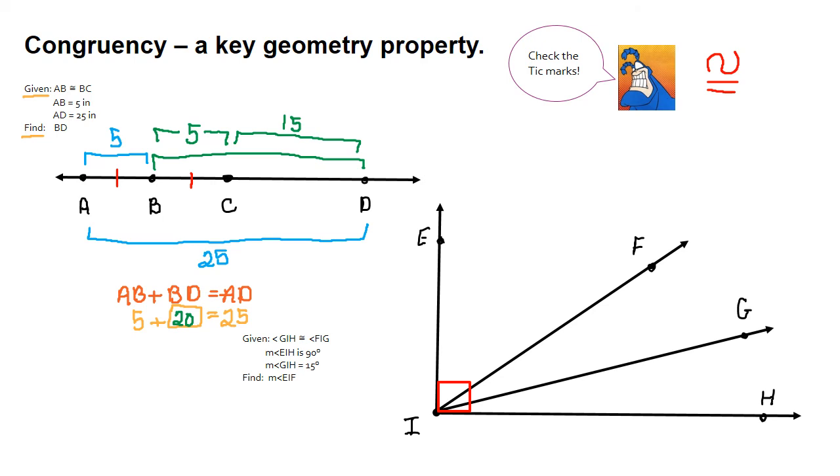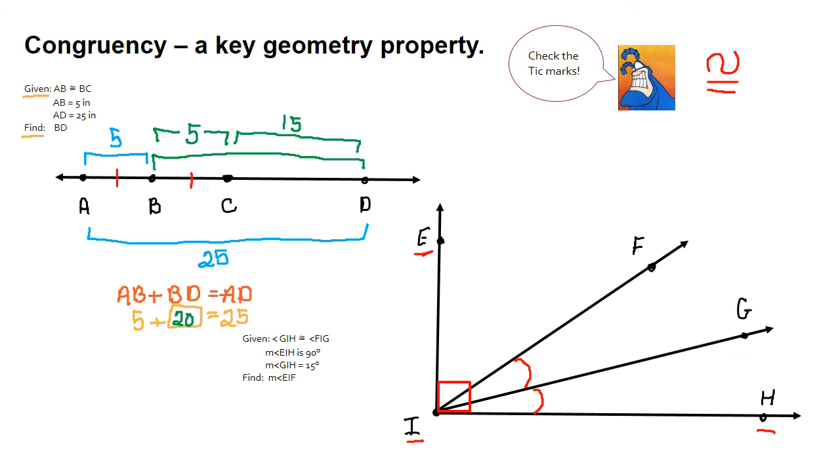Okay, so now we have angle EIH, which we see is a right angle because it has a box inside there. We have several other angles inside of it, and because of the angle addition postulate, we know we can add the smaller angles to equal the large angle. All right, I'm going to take the given and start marking things up. Angle GIH is congruent to angle FIG. So these two guys are congruent to each other.